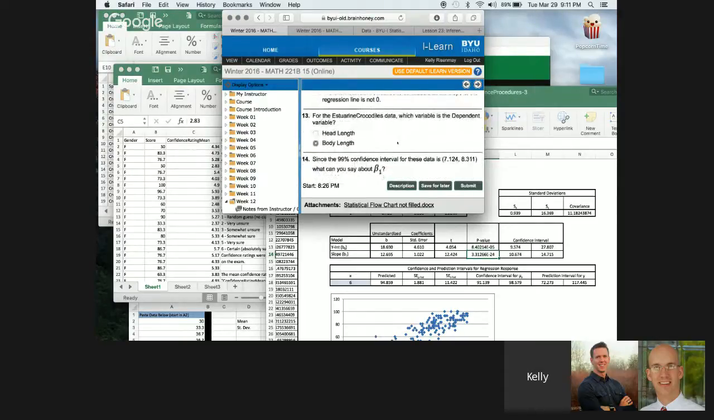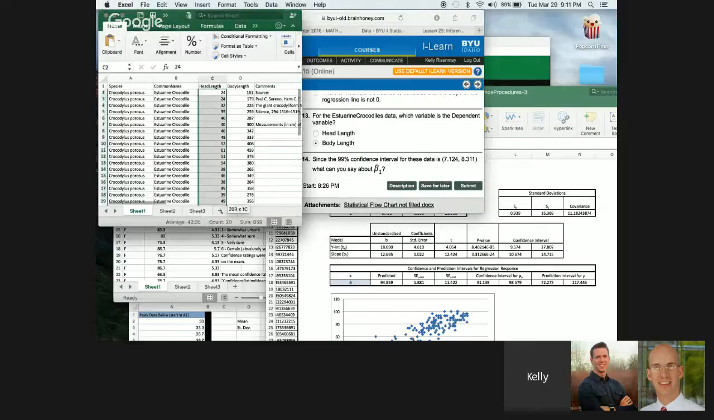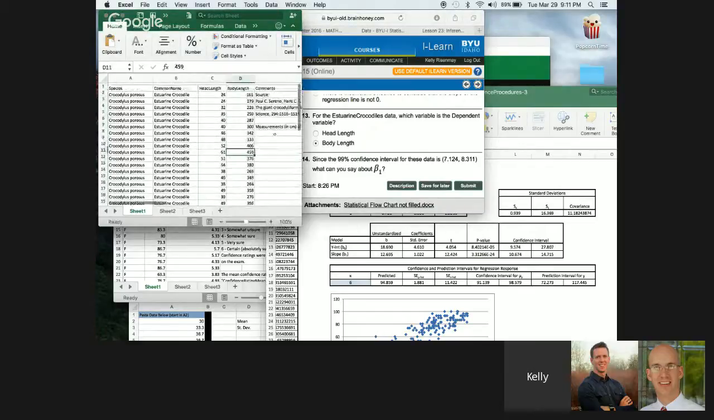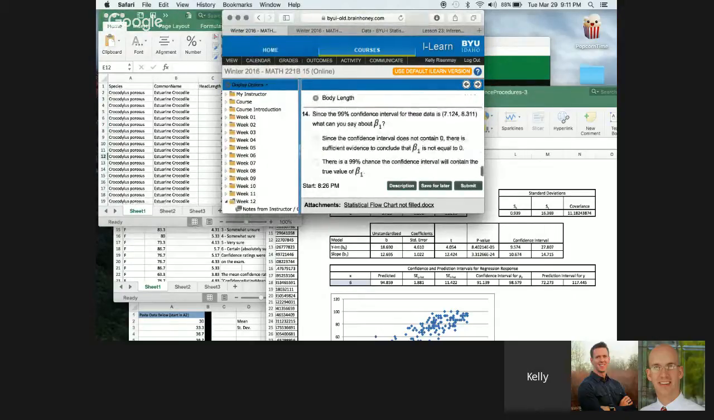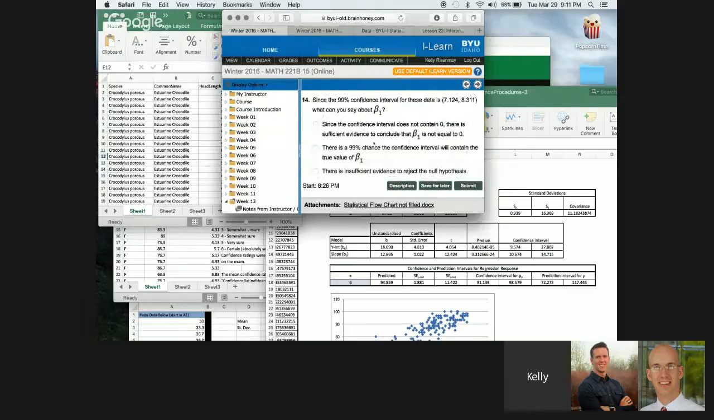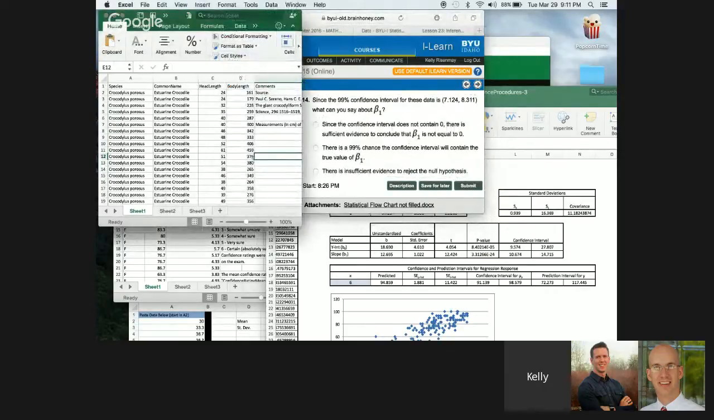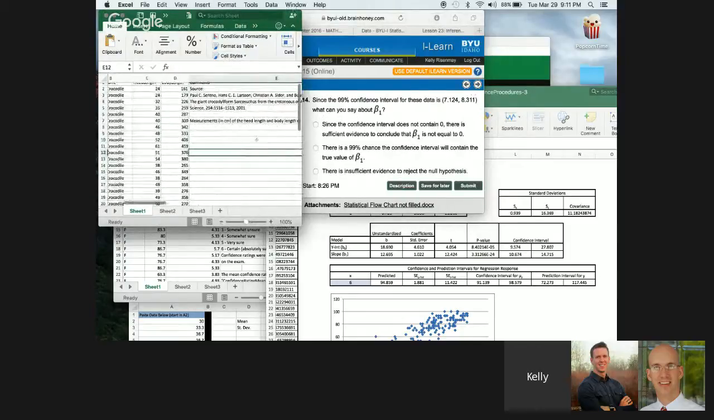13, for the crocodile data, which variable is the dependent? I've got that pulled up. It's body length, right? The body length, yeah. Okay, because it's second here if you're looking at my screen again. So the dependent's always the second variable. Yeah, and it says that here, I believe.